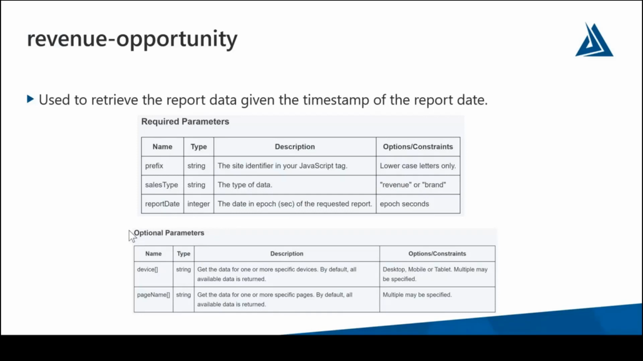And a couple of optional parameters. Once you get comfortable with what the data looks like, the response from the API for the report data, you'll be able to kind of filter it down so that maybe you only want the data for a specific device or a specific page name. And you can specify multiple of these. You'll just want to be sure to include them here like this.